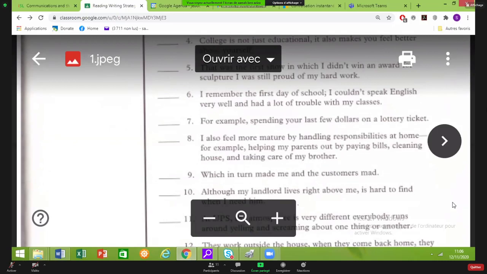Can I do it? Yes, please. Anybody. Okay, go ahead. Which in turn made me and the customers mad. It's a fragment. Good, very good.